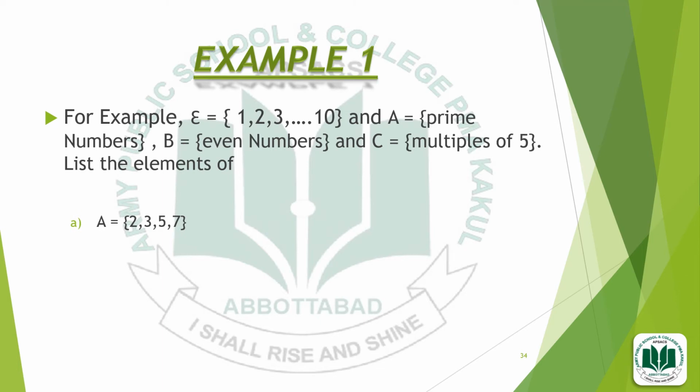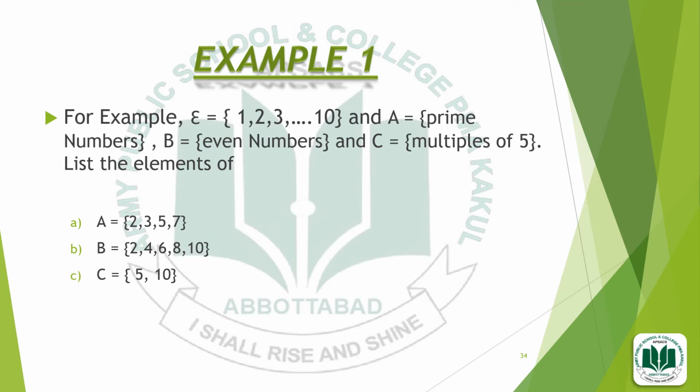The elements of B would be even numbers from 1 to 10, that would be 2, 4, 6, 8, and 10. And if I want to list down the elements of C that are multiples of 5, that would be only 5 and 10.